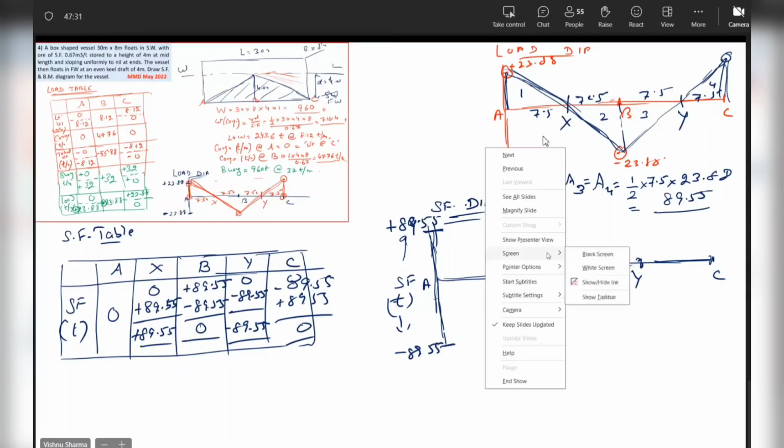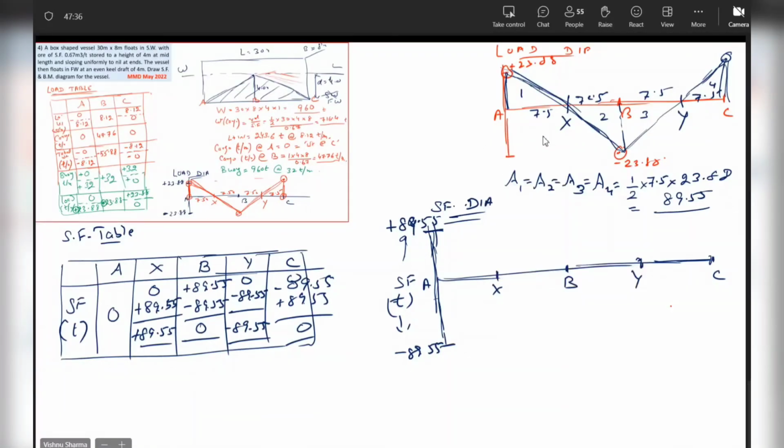This is the way you can do it quickly, guys. Then I plot these points first. I mark these values. At A, it is 0. Then it goes to plus 89.5 at X. Then it comes to 0 at B. It goes to minus 89.55 at Y and becomes 0 at C. Now, guys, tell me what will be the shape of the SF diagram? Look at the load diagram and tell me, will the shape of the SF diagram be straight line or curve? Tell me first that.